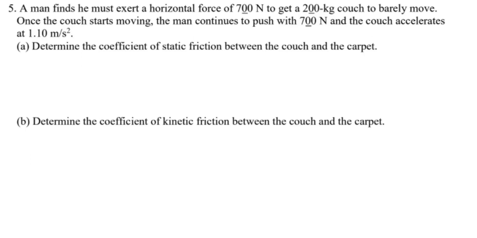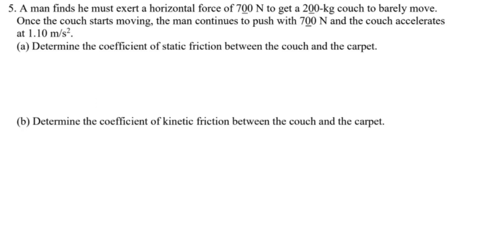Okay, D03, one-dimensional friction, problem number 5. It says a man finds he must exert a horizontal force of 700 newtons to get a 200 kilogram couch to barely move. Once the couch starts moving, the man continues to push with 700 newtons and the couch accelerates at 1.10 meters per second squared.